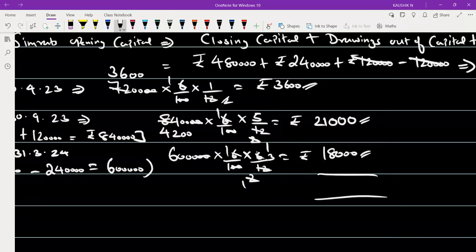In the same way, we need to calculate Simrat's capital under the fixed method. Got it? So will you be able to try at least from this to the next level? Can I expect this as a challenge for you? Let's see how far you can complete this problem.